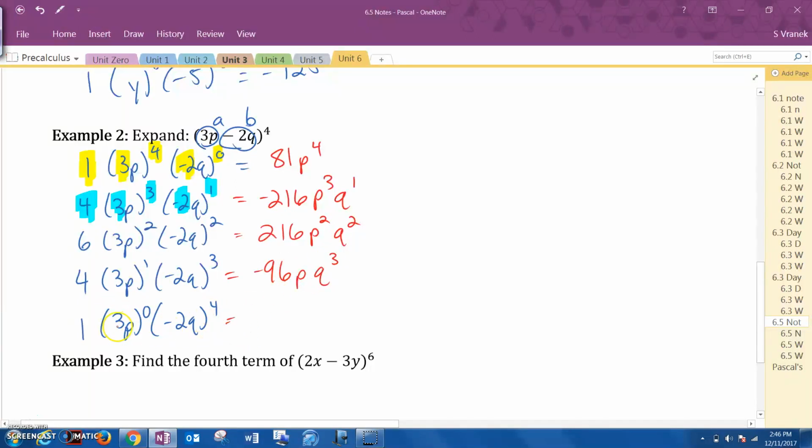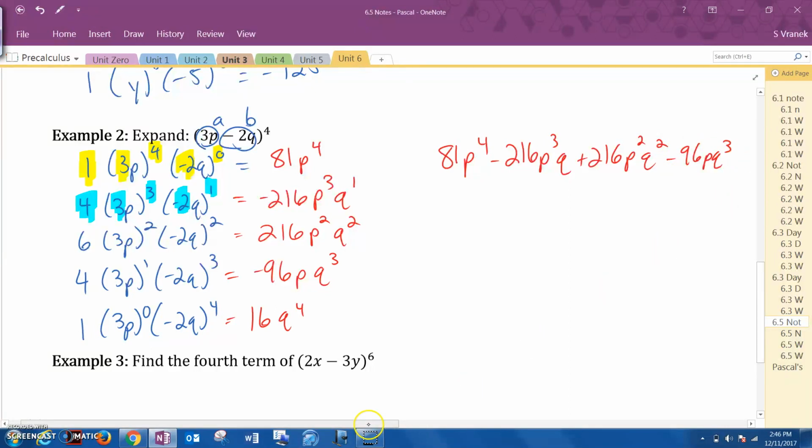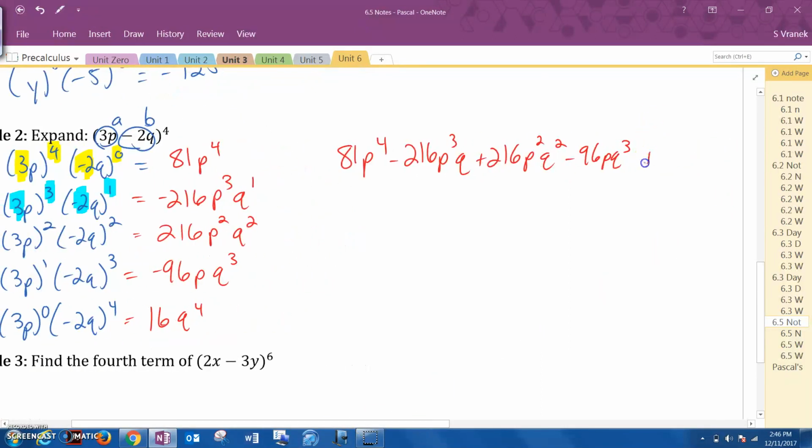And then finally we have nothing. Well, this turns to a 1. That's a 1. We have negative 2 to the fourth, which is a positive 16, Q to the fourth. So my final answer for this problem is 81, P to the fourth, minus 216, P cubed, Q, plus 216, P squared, Q squared, minus 96, PQ cubed. Do I have room over here? I do. And then plus 16Q to the fourth.